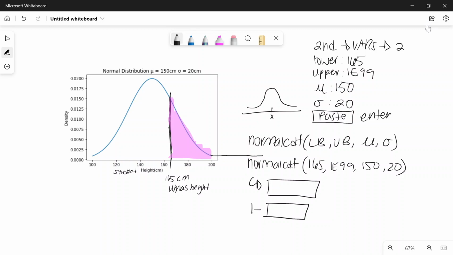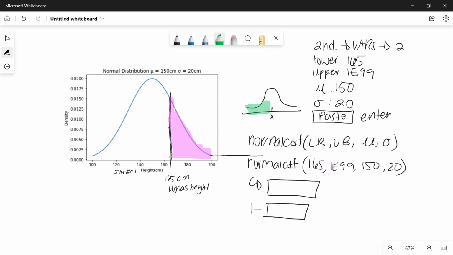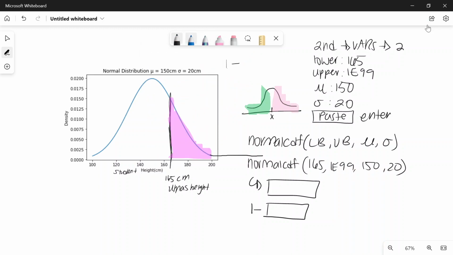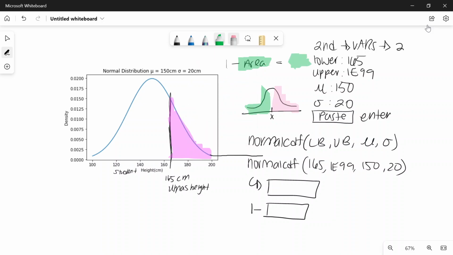Okay, X point, right? And then it's always going to calculate the area left of that point. So in order to find this area that we want to the right of that point, we need to do 1 minus the area that it calculated for us, which is the green area right here, and that's going to equal your pink area, right?